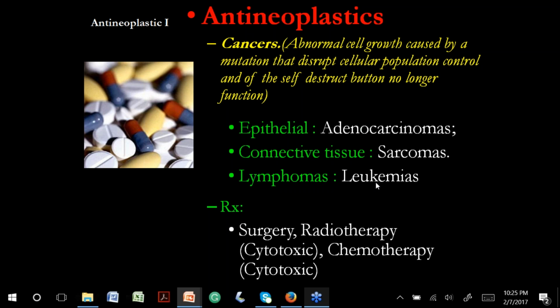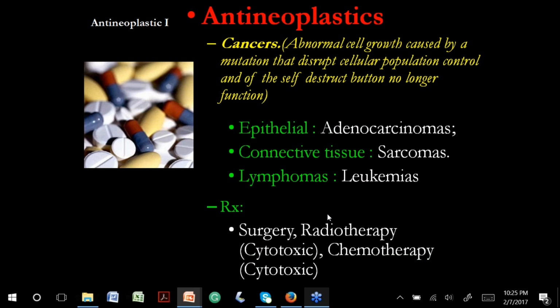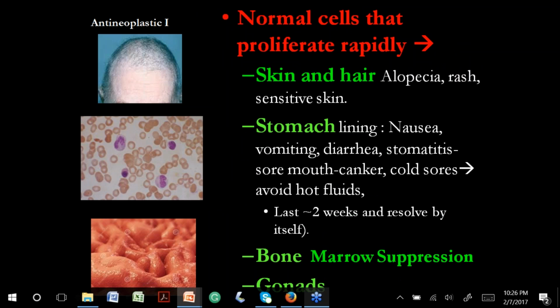Okay, lymphomas and leukemias. The treatment will be surgical, radiotherapy, and chemotherapy. One thing that I want to, well, let's talk about this first. All right, so we have the chemicals, the chemotherapies, that are made in order to kill cells that reproduce very fast, and that is the case of cancers.